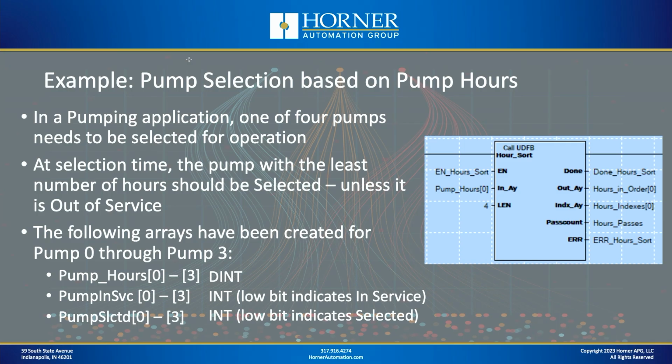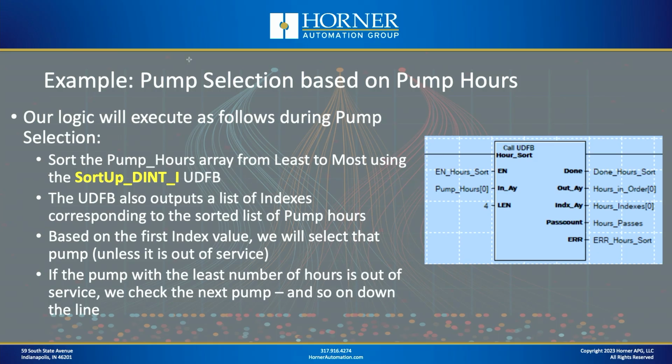So in our example, we have 4 pumps, pump 0 through pump 3 is how you can think of it. And we've created 3 different arrayed variables for the pumps. We have pump hours, which is a double integer array, which literally just has the number of hours that each pump has been operating. We have an array called pump in service, which is an integer array where the low bit of the integer indicates whether the pump is currently in service or not. And then we have a pump selected array, which is another integer array where the low bit indicates whether that pump is currently the one that's selected or not. So those are the variables that we're using.